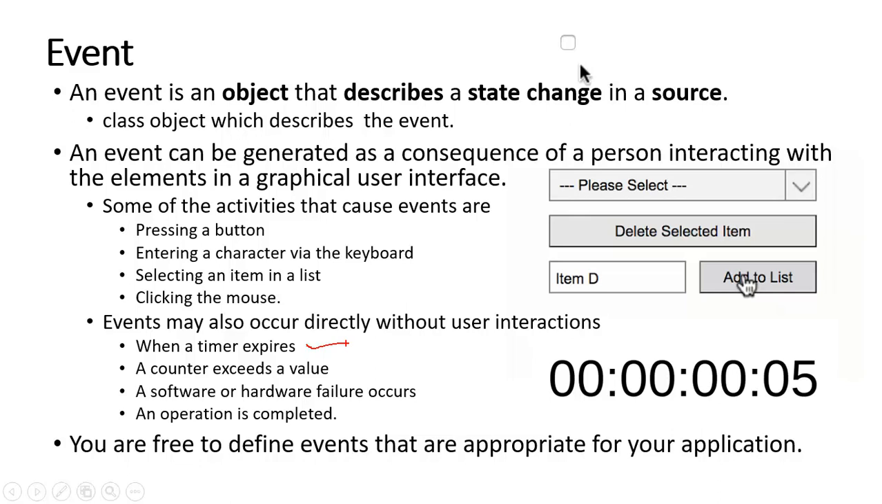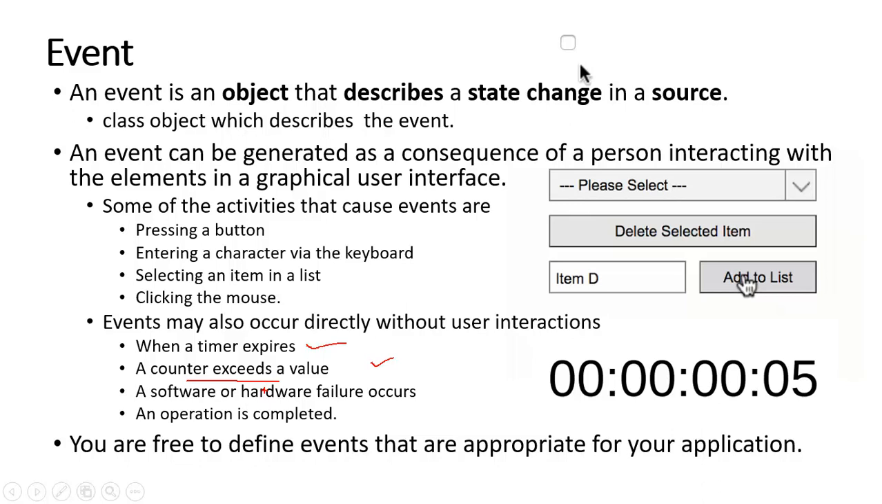You have all visited the petrol station. Suppose you are putting in 1 liter of petrol. The counter value starts from 0, 1, 2, 3 and so on, and when it reaches the 1 liter value, the petrol coming out of that pump will stop. Why? Because an event has occurred. So when the counter exceeds a particular value, you can generate an event.